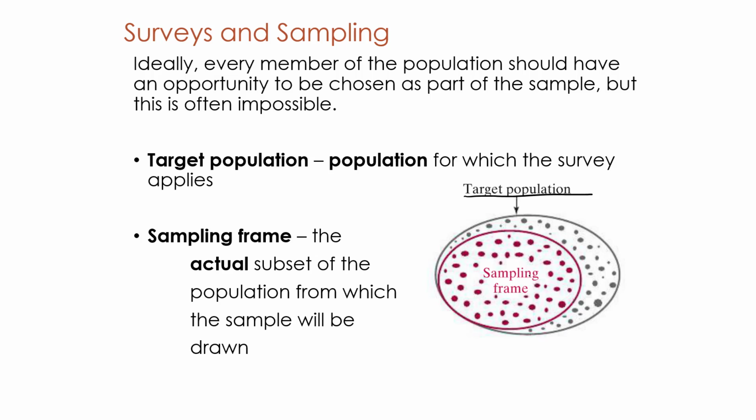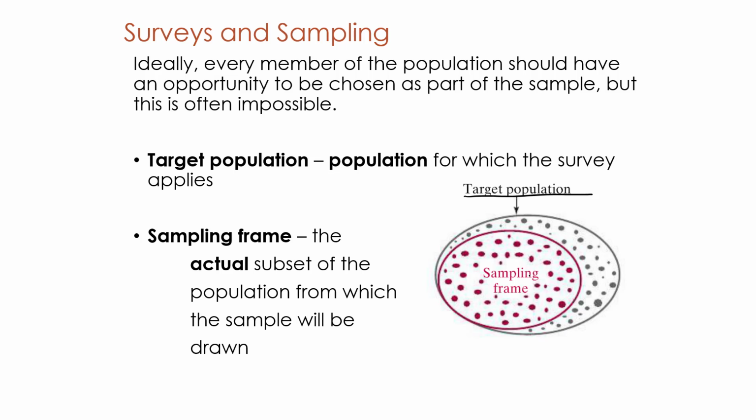Sampling bias. Not everybody has an equal chance of being included in the sample. And where you're going to get your sample from is the sampling frame.